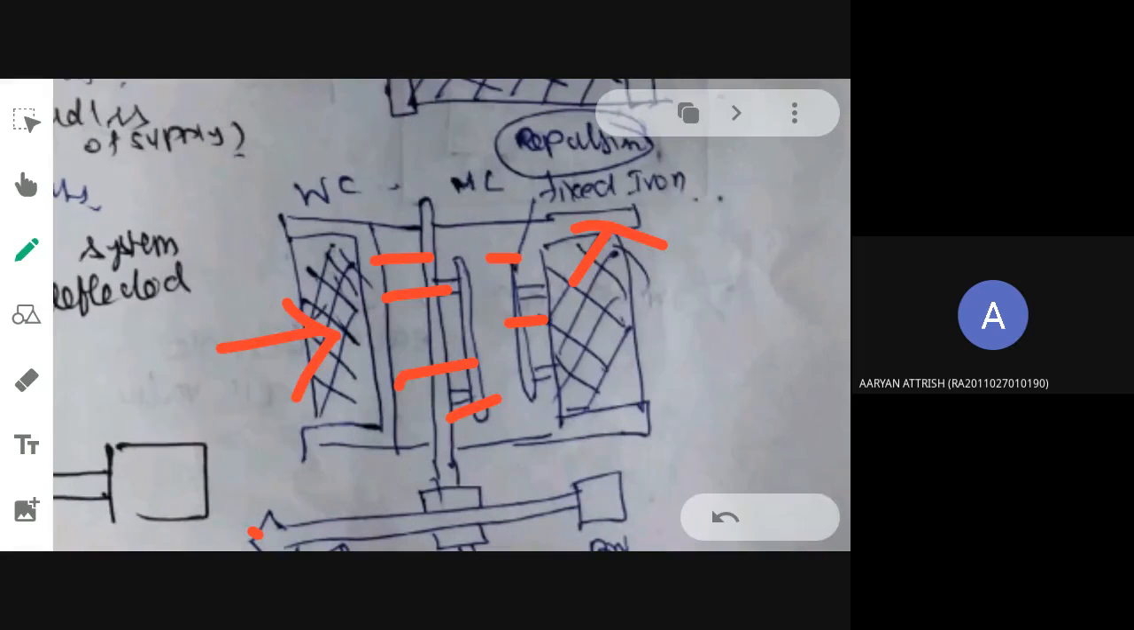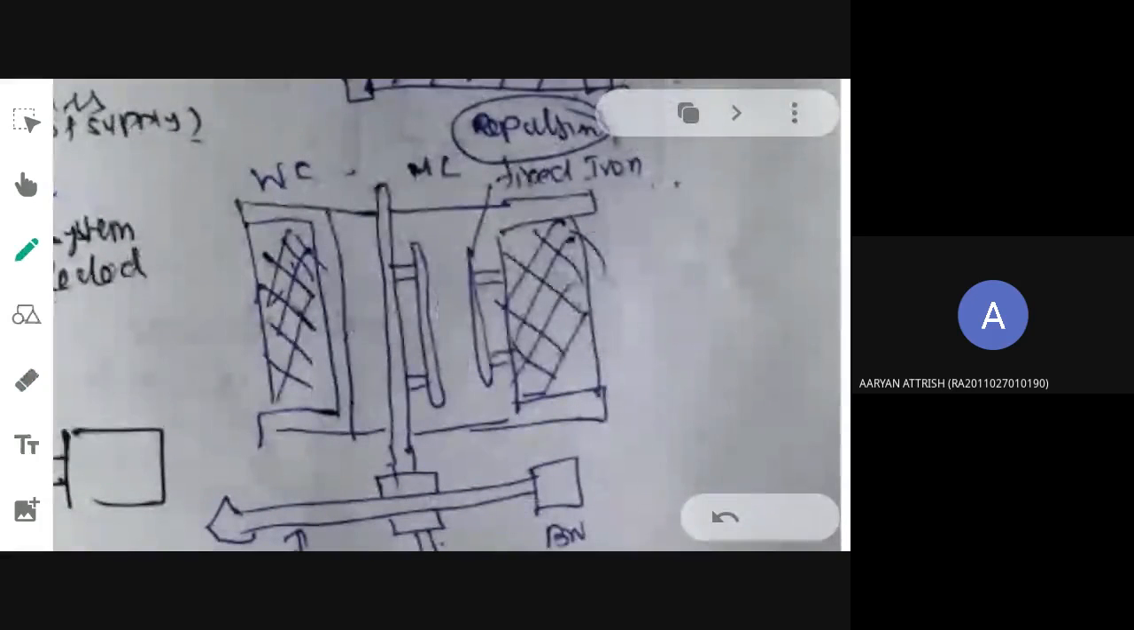So what will happen as a result? That is my question. Both will be north-north or both will be south-south. So you know what will happen. Like poles will repel. But one is fixed. Which one will move? This is fixed, so it will not move. This is the movable iron piece that will move. It will get repelled from the standard position.